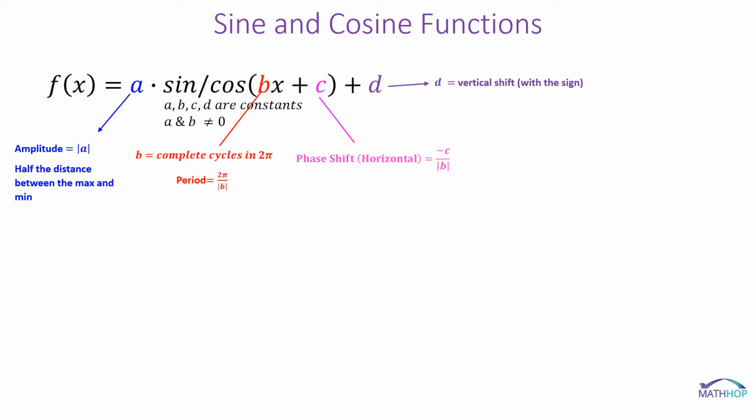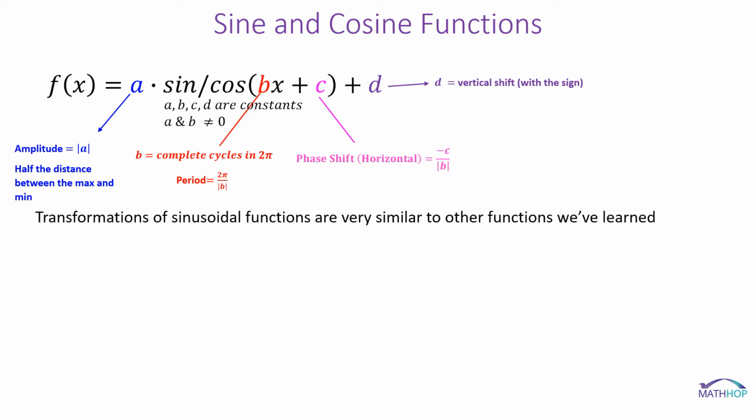D is as easy as it's ever been. It is a vertical shift with the sign. So plus D means up D units, minus D means down D units. Transformations of sine and cosine functions are so similar to all the other transformations we've learned. So you're going to see how similar they are.